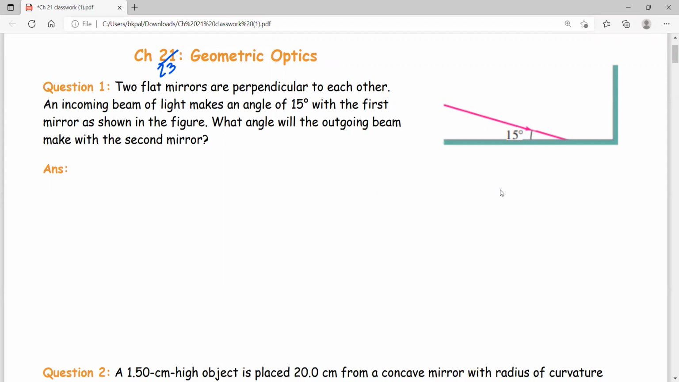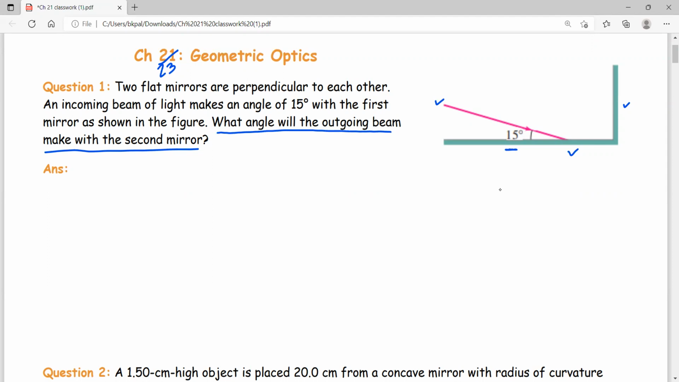So what we are given here is two flat mirrors, this one and this one. The incoming ray makes a 15-degree angle with the first mirror. Now the question is, what angle will the outgoing beam make with the second mirror? So that we have to determine. To do that, we can just use the law of reflection.